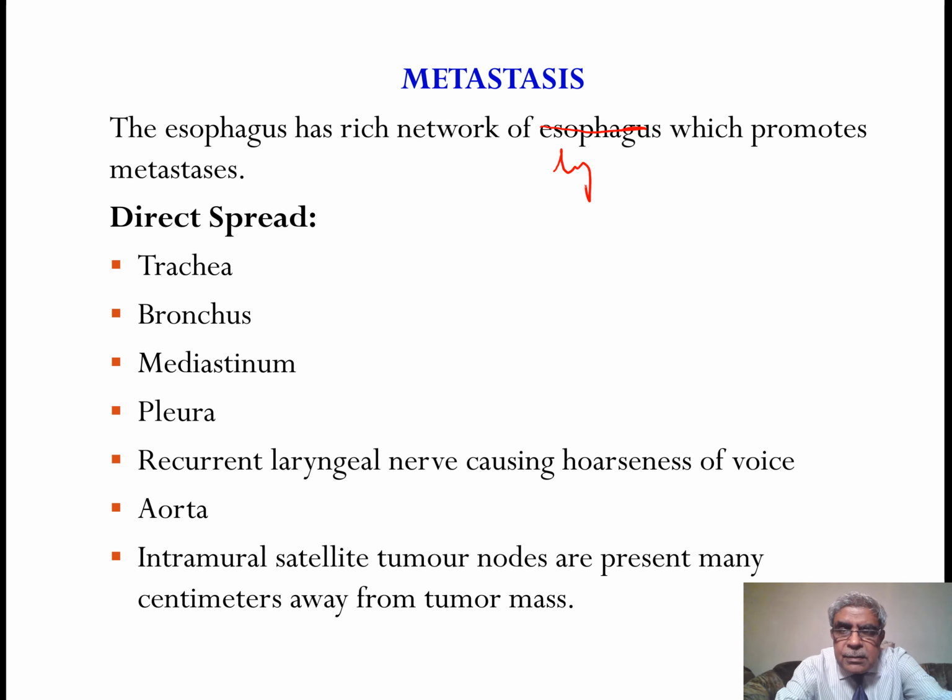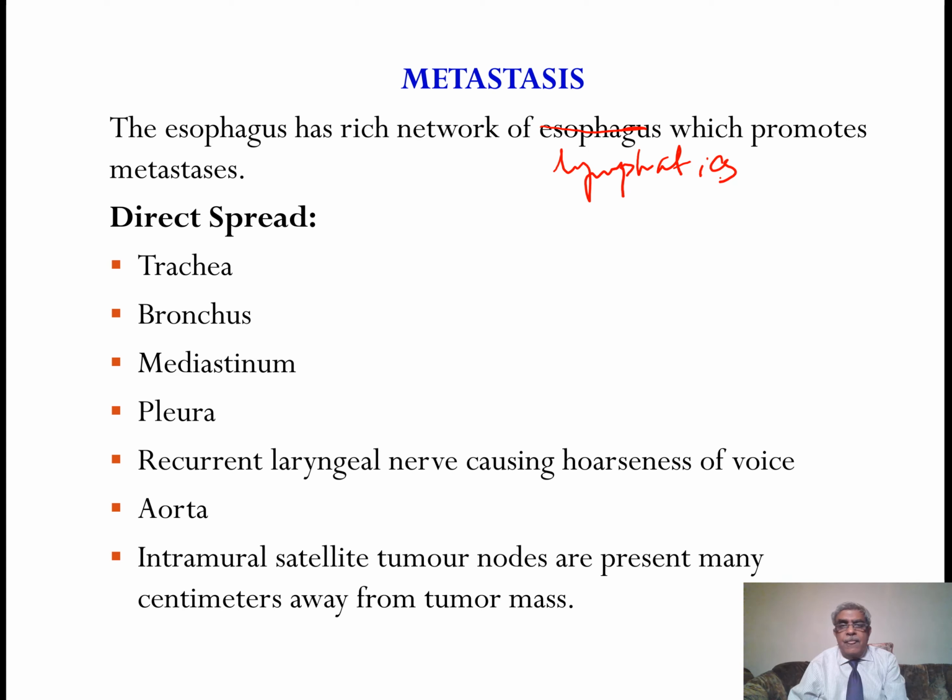It's a typical error. Lymphatics, which promotes metastasis. Sorry about the typical error. Direct spread, well, it can spread directly from the esophagus or direct extension to the trachea, bronchus, mediastinum, pleura, recurrent laryngeal nerve causing hoarseness of voice, aorta, and intraluminal satellite tumor nodules are present many centimeters away from the tumor mass.